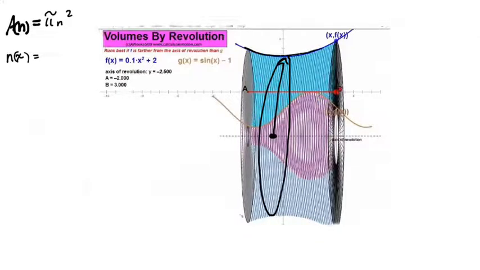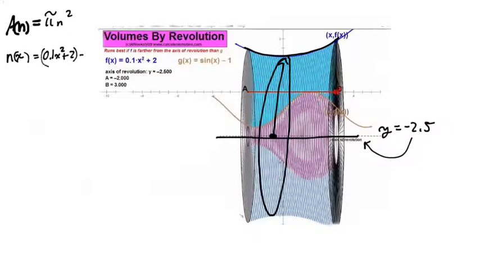With the top function, minus the center. The top function is 0.1 times x squared plus 2. What is the axis of revolution here? It looks like it's negative 2.5. So this is y equals negative 2.5. That's my axis of revolution. So to find n, I go top function, which is 0.1 times x squared plus 2, and we're going to subtract from that negative 2.5, which would actually be adding it. So that's how we find n.